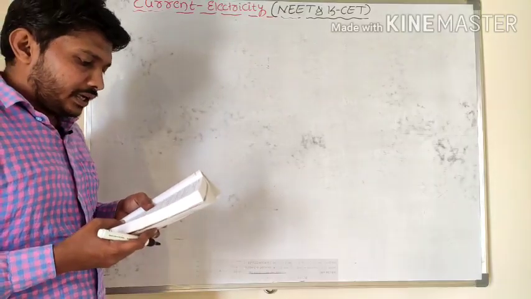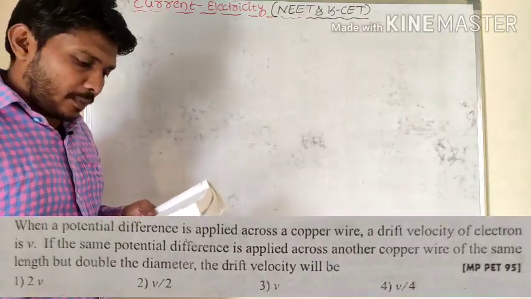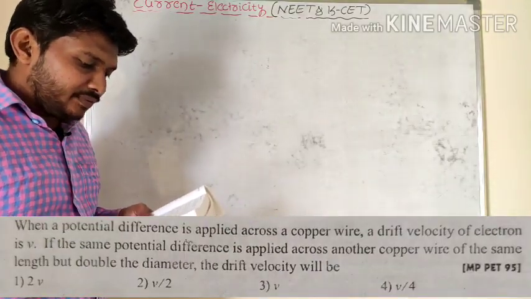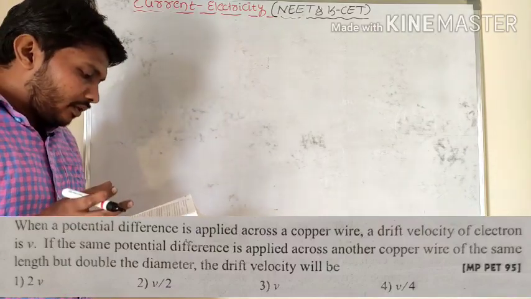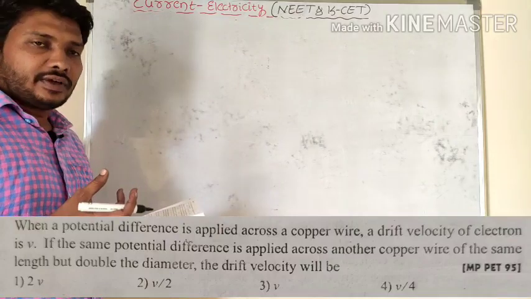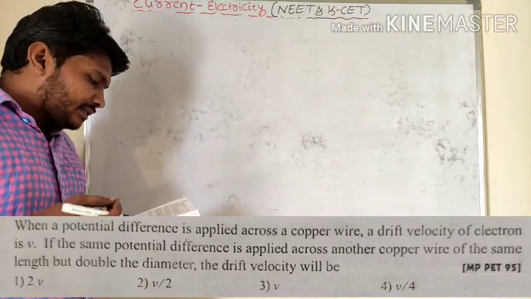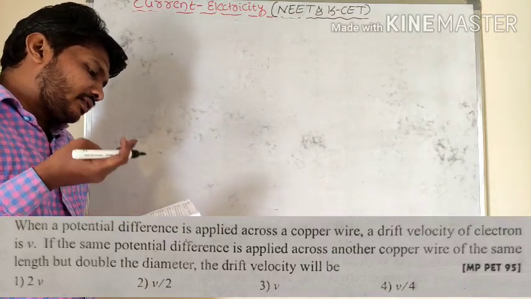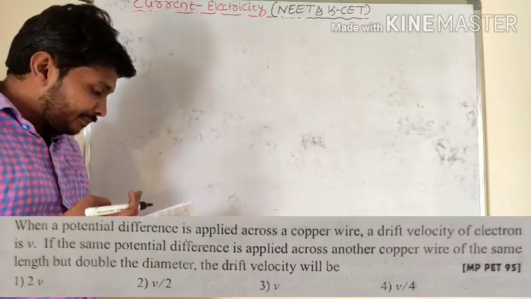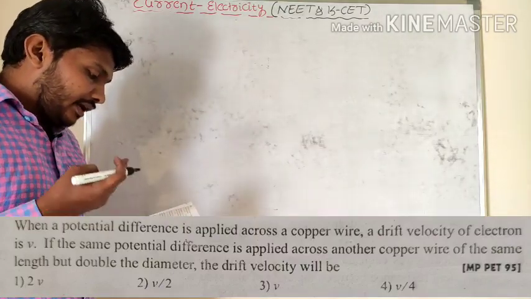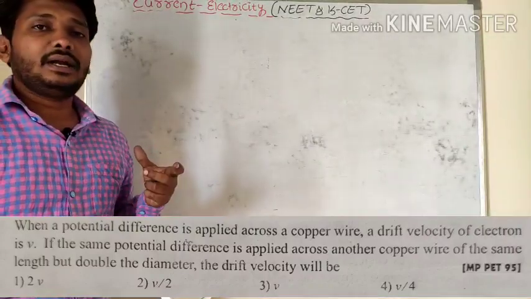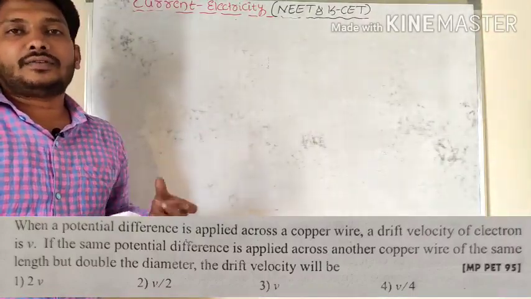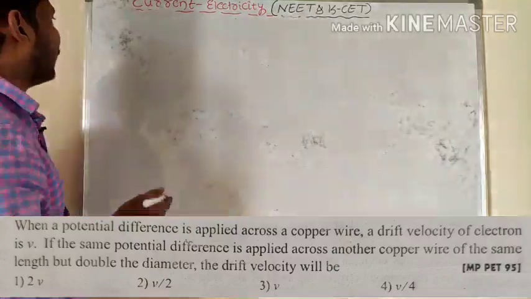When a potential difference is applied across a copper wire, the drift velocity of the electron is v. If the same potential difference is applied across a copper wire of the same length but double the diameter, then as the diameter doubles, how does the drift velocity change? I need to find that out.